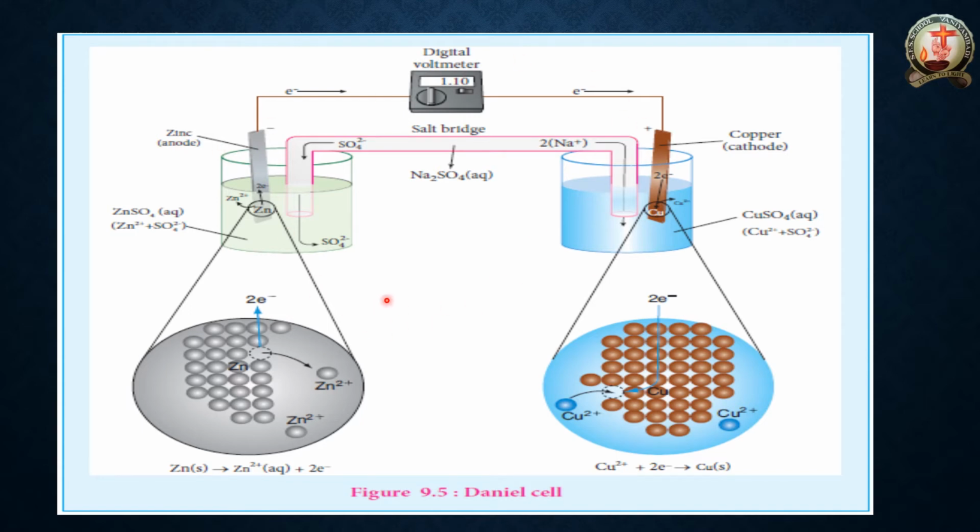This is only happening for the Daniel cell, but not for the voltaic cell. So what is the unique character? It prevents polarization and interruption of the flow of electricity. The beautiful character of the Daniel cell is that it does not interrupt the flow of current, because the salt bridge is helpful in maintaining electrical neutrality from chamber to chamber.